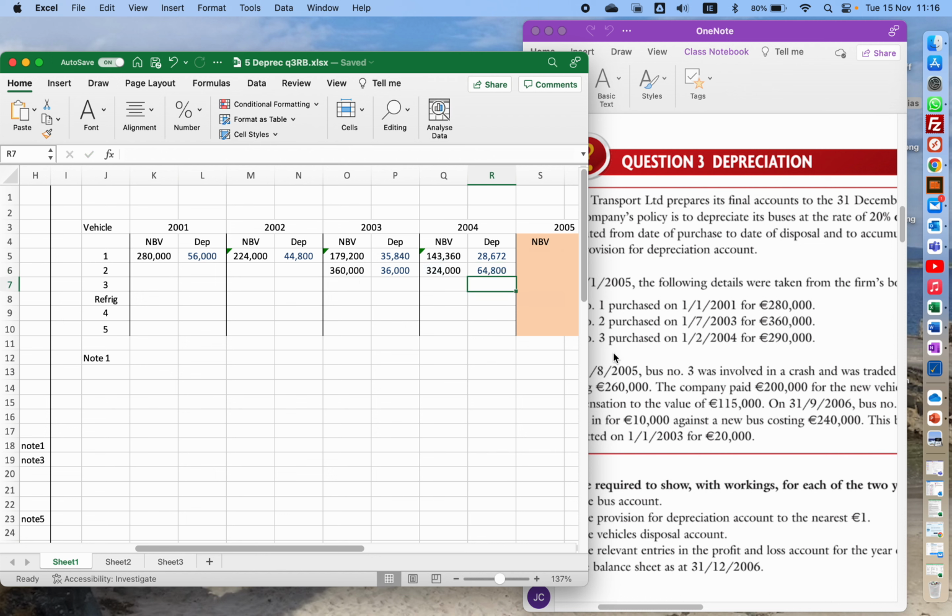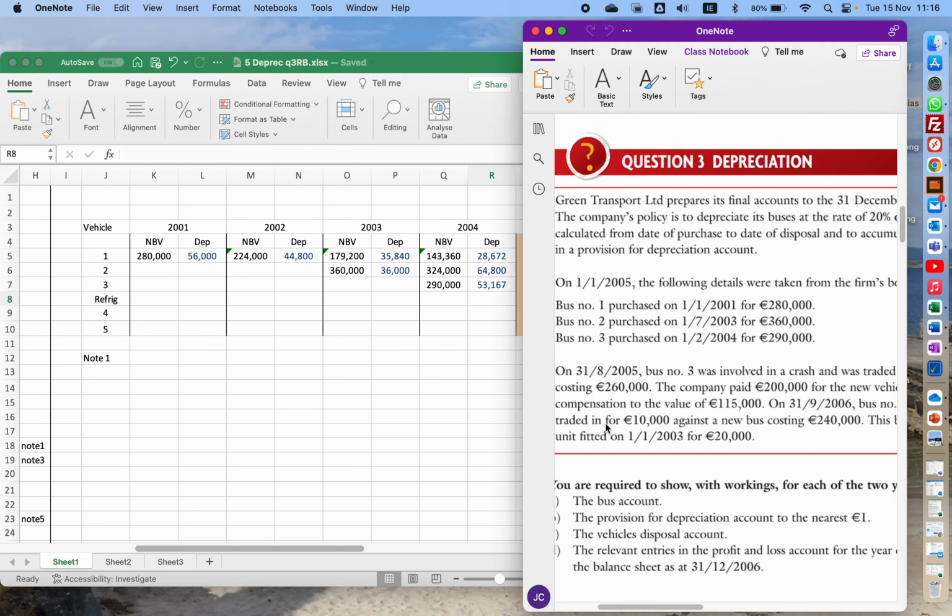Move on to vehicle number 3. So the 1st of the 2nd, 2004 is when I bought it, and I bought it for 290 grand. So that happened in 2004, so 290. The depreciation is going to be 290 times 20% times 11/12. Remember doing this before, yeah? Okay.